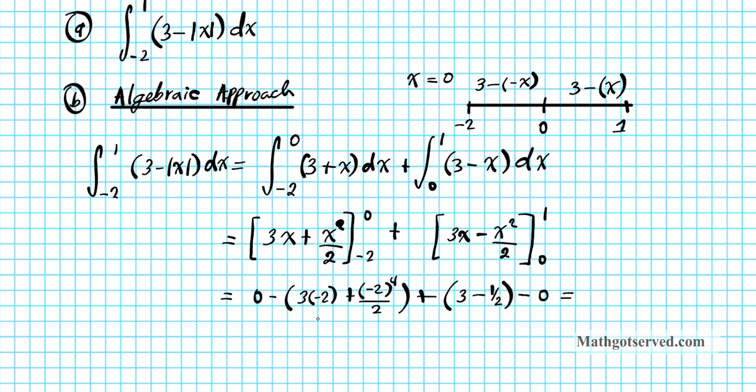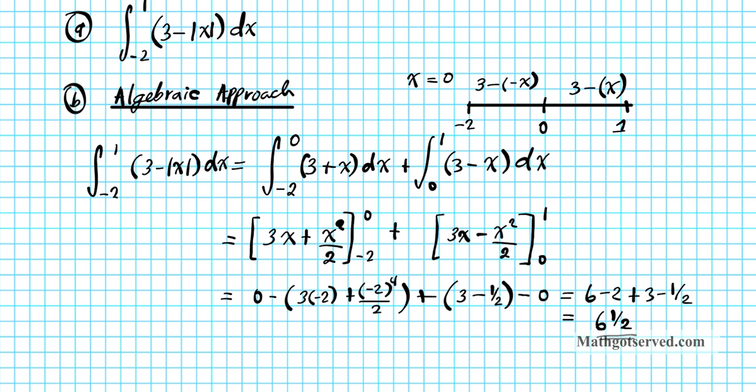So we have, this is -6 times this minus, which makes it +6, and then this is 4 over 2, which is 2, but this minus makes it -2, plus 3 minus 1/2. Okay, so we have 9 minus 2.5, which comes out to 6.5.